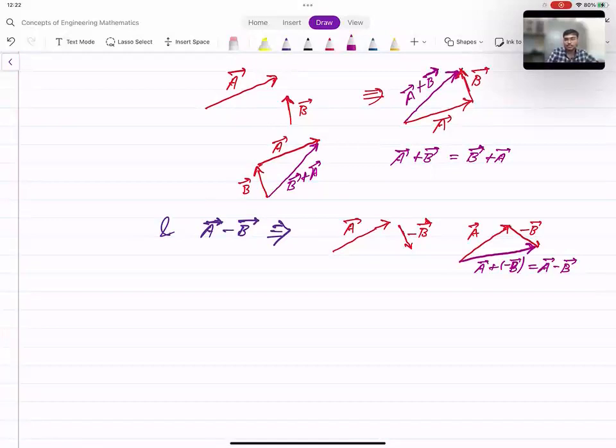So let us stop for now, and in the next lecture we will see the multiplication of vectors, or how the product of vectors is obtained.